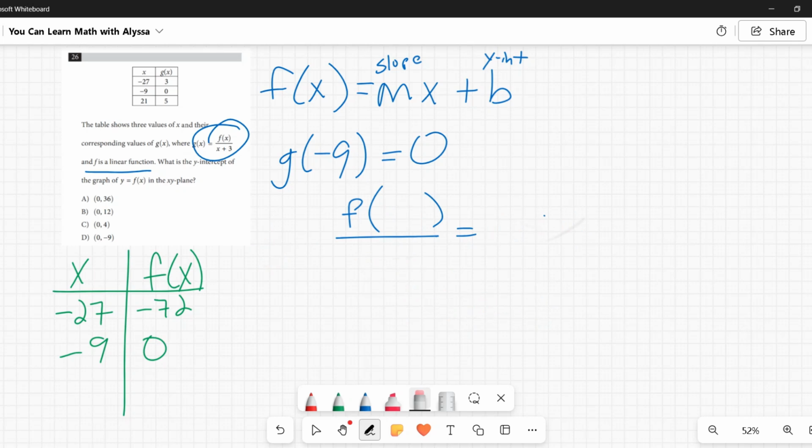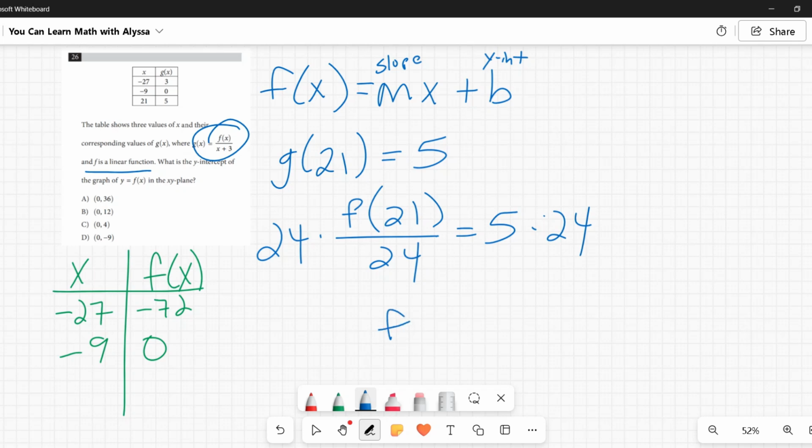Our last one here says that when x is 21, g of x is 5. So again, plugging into our equation, f of 21 over 21 plus 3 will equal 5. 21 plus 3 on the bottom is 24. F of 21 is being divided by 24, so I need to multiply by 24 to undo that. And I get that f of 21 is equal to 5 times 24, or 120. So I've got another point, 21 and 120. Now I have points. I have x and y values, or x and f of x values, same difference.